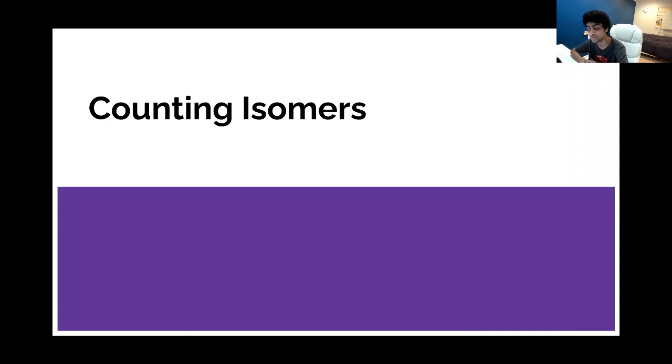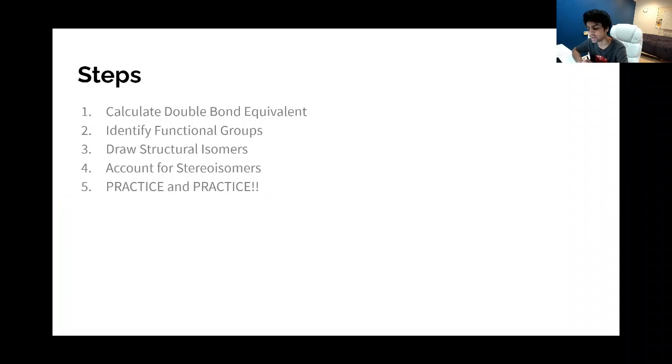Count isomers of a given compound. Now, counting isomers can be a little tricky, but in this video I'll give you the steps and methodology to make it seem like a fun puzzle. So let's begin. There are multiple steps involved in counting isomers.